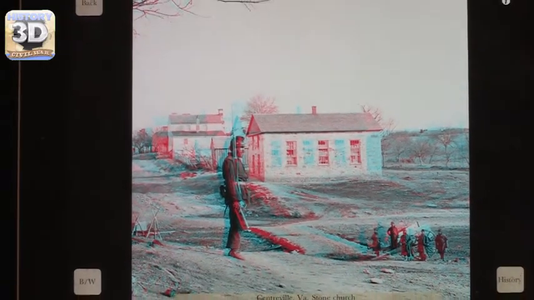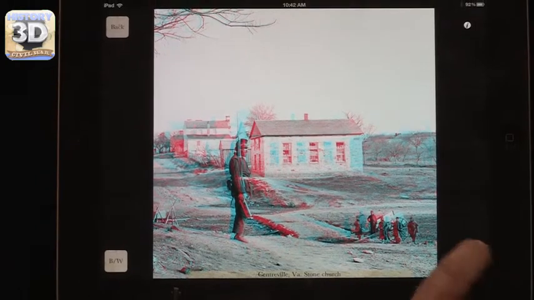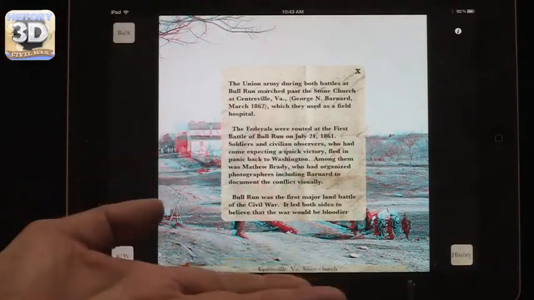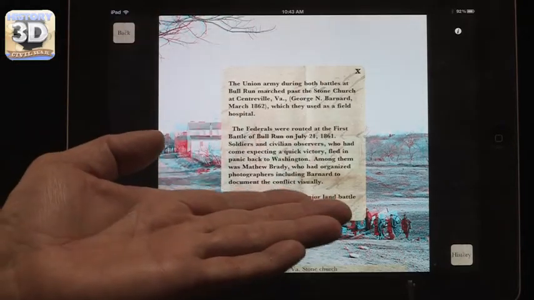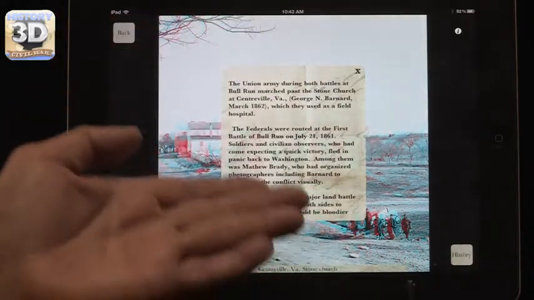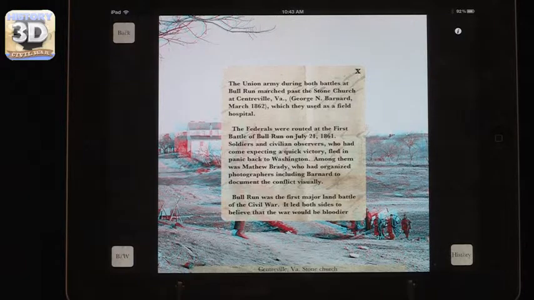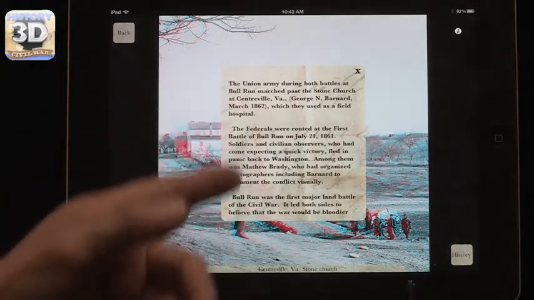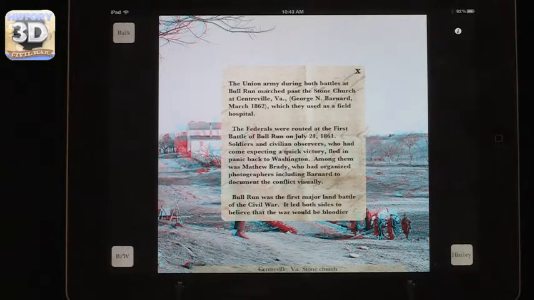Now, something else I was noticing down here, it says history. Is this going to give us a little bit? Right, so if you choose the history, then you'll get the caption, just like in the book. It'll explain exactly what was in the book. And this is the Battle of Bull Run in 1861, and so it explains about the battle and what part this church played in it. So it's really a nice feature there.